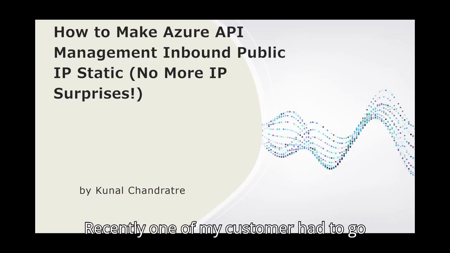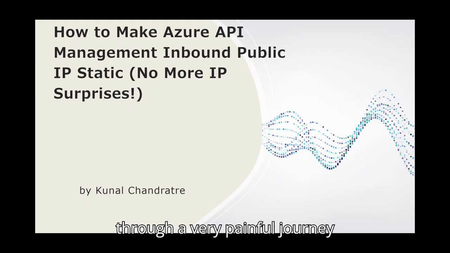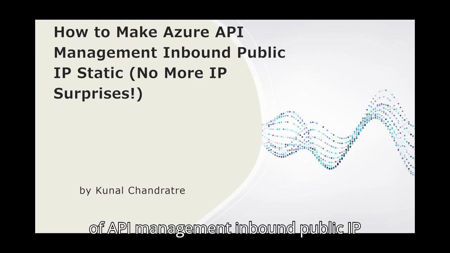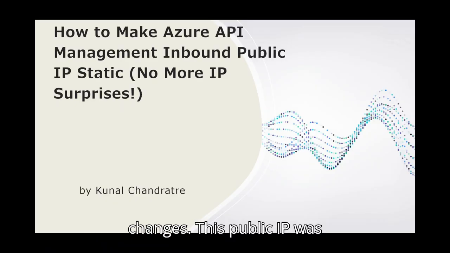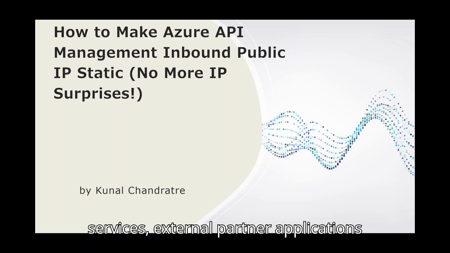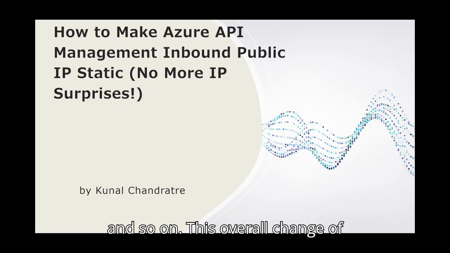Recently, one of my customers had to go through a very painful journey of API management inbound public IP changes. This public IP was whitelisted to all client applications, external web application firewall services, external partner applications, and so on. This overall change of whitelisting of public IP was required at around 350 plus locations.